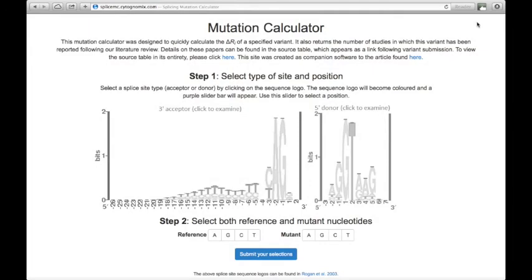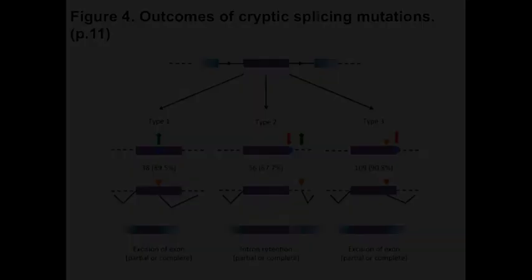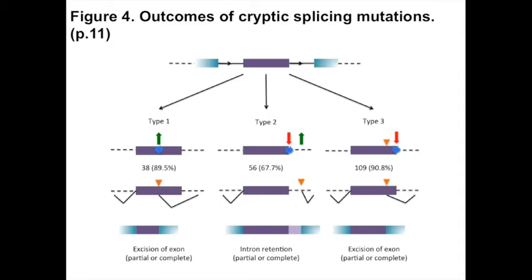The next figure is a screenshot of a program we developed called Splicing Mutation Calculator. In this figure, we show that many splicing mutations do not simply result in skipping of an exon, and alternate transcript structures are sometimes the predominant consequence of splicing mutations. In fact, some cryptic splicing mutations do not involve the constitutive splice sites at all. This figure illustrates the ways in which cryptic splicing can be activated.